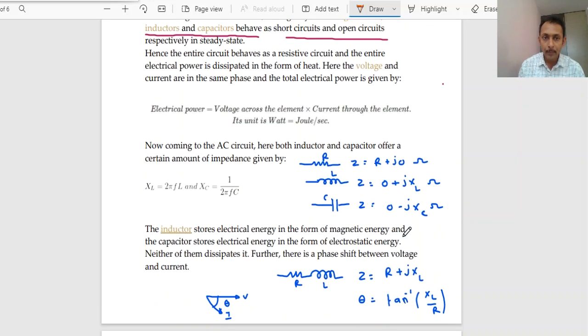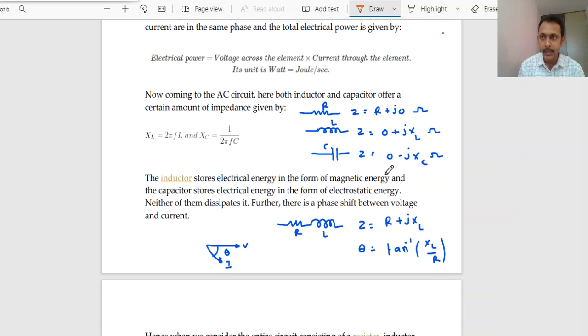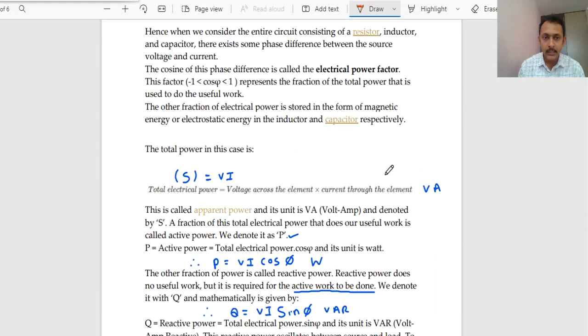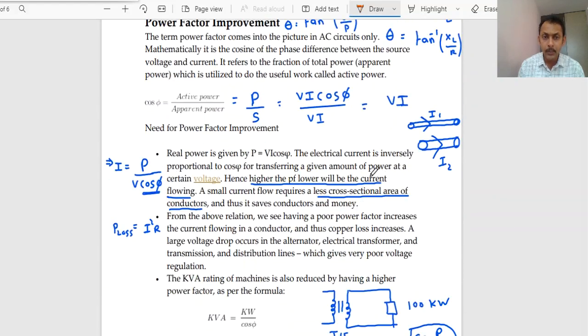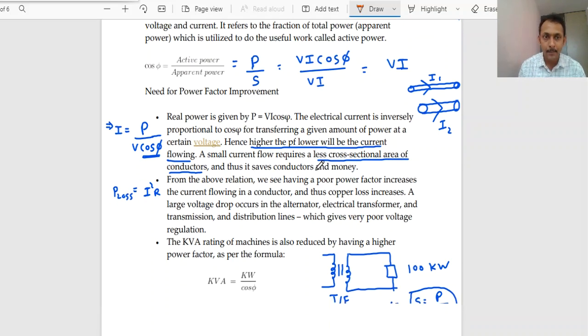And also we should understand the impedances of resistive, inductive and capacitive elements, and we have to discuss its need, its importance of improving the power factor. What will happen if the power factor is not improved? What are the consequences on the electrical system?